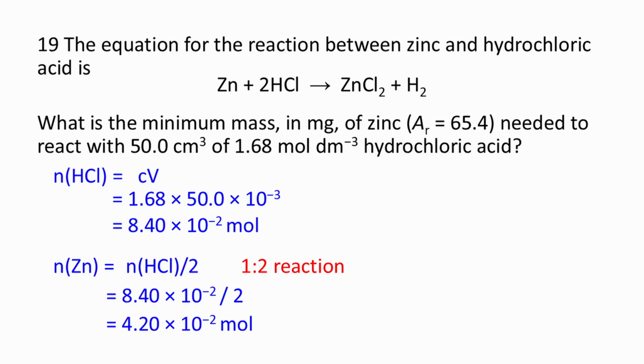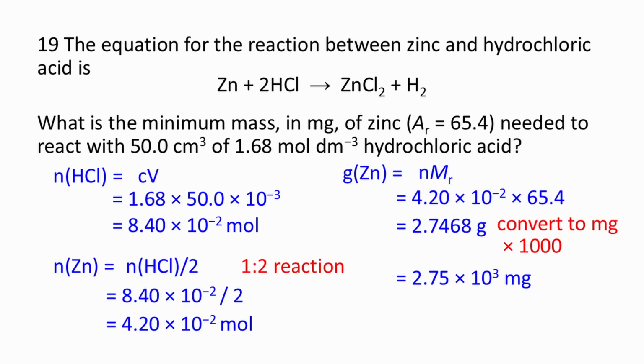From the balanced equation, 1 mole of zinc reacts with 2 moles of hydrochloric acid. It is a 1 to 2 reaction, so the amount of zinc in moles is equal to the amount of hydrochloric acid divided by 2. This works out to be 4.20 times 10 to the minus 2 moles.